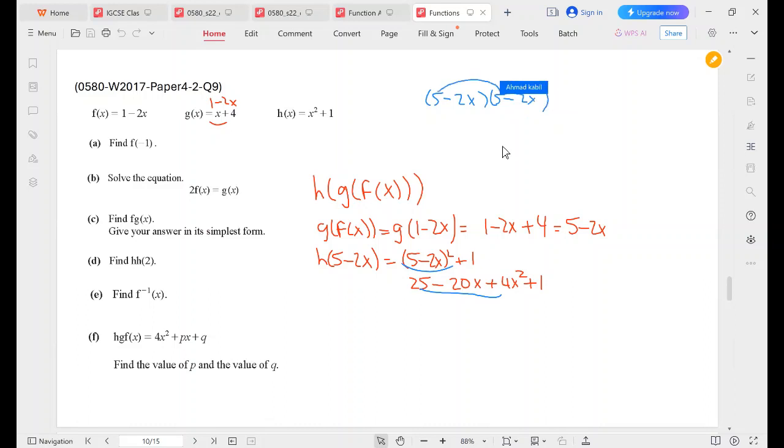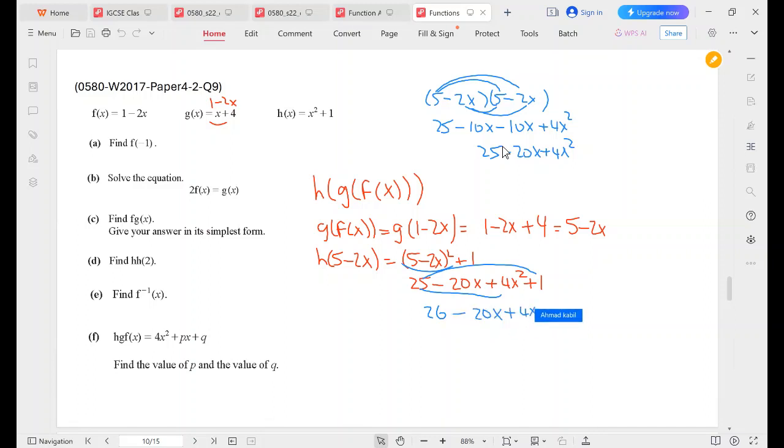5 times 5 is 25. 5 times negative 2x is minus 10x. Negative 2x times 5 is negative 10x, and this is positive 4x squared. So 25 minus 20x plus 4x squared is the expression here, which is what we obtained. Now we want to simplify, so 25 plus 1 is 26, minus 20x plus 4x squared.